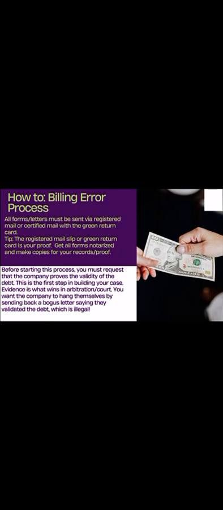Now, keep in mind that all forms and letters must be sent via registered mail or certified mail with a green return card. I uploaded the labels for free mail, and I just learned that those labels were best for registered mail, which is actually the best to send because it's on the record and you are invoking the Postmaster General, which is perfect. And you always get proof of those mailings being sent off. You always get a registered mail slip. Tip: the registered mail slip or green return card is your proof. Get all forms notarized and make copies for your record and proof.